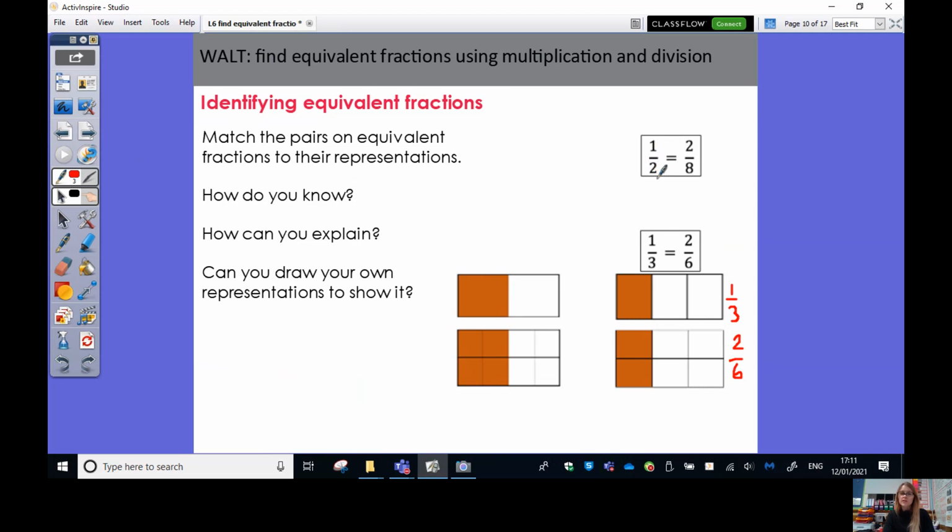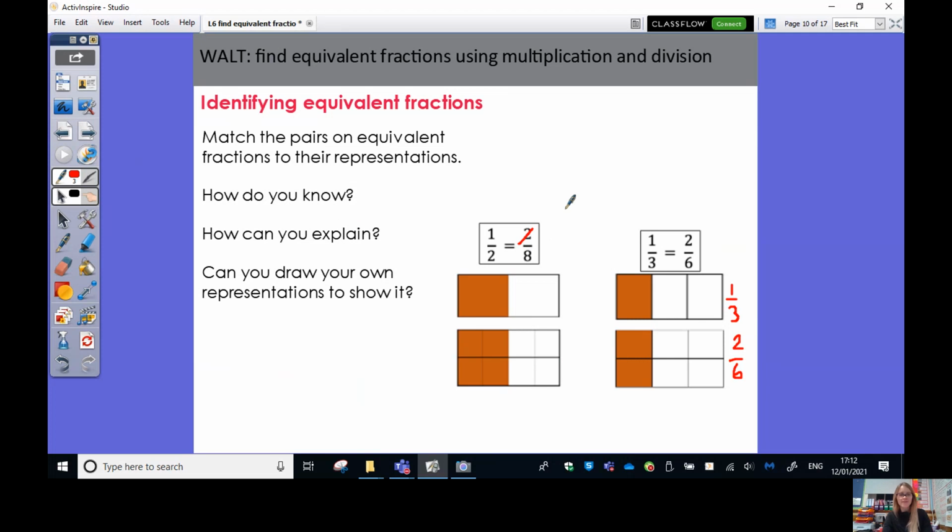So 1/2, so there should be 2 parts and 2 eighths, 2 out of 8 shaded. So I have 1, 2 parts, 1 is shaded, and 1, 2, 3, 4, 5, 6, 7, 8, and 4. Sorry, there's a little mistake there. So who can tell me then maybe what this fraction should have said? Because there's a little mistake on here. This one is split into 8 parts, so I know the denominator is correct, but how many parts should be shaded on the top there? How many parts are shaded?